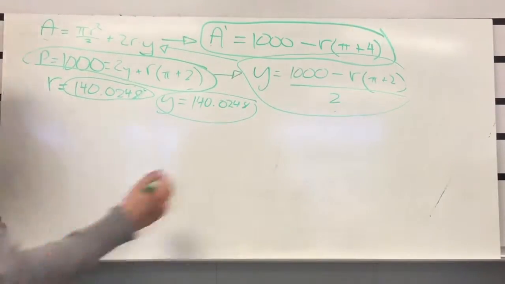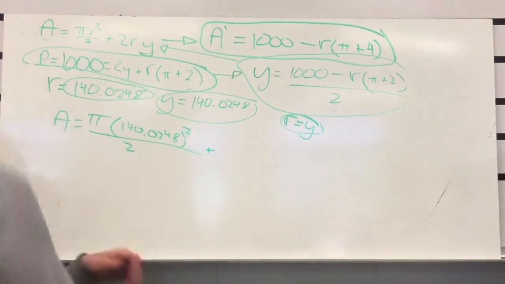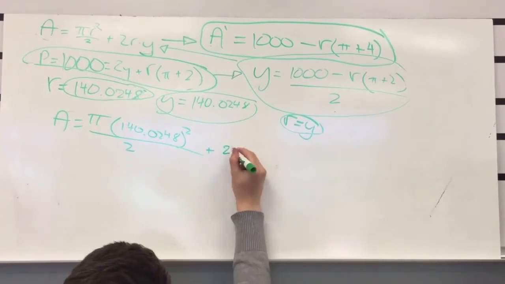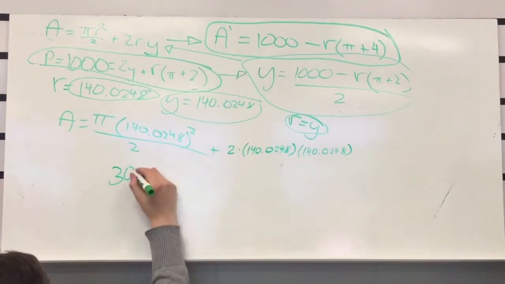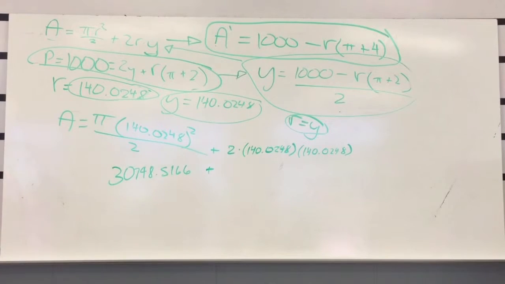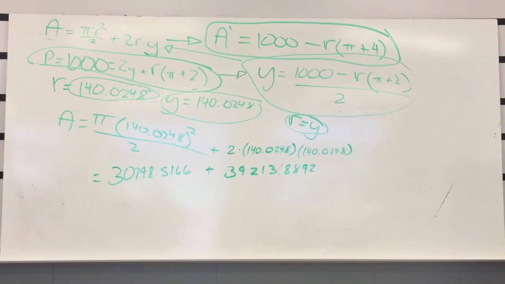Now that we have our r and y values, what's happening is we are plugging the values back into the area equation. And what this gives us is the area of the space and the store surrounded by the optimized fence.